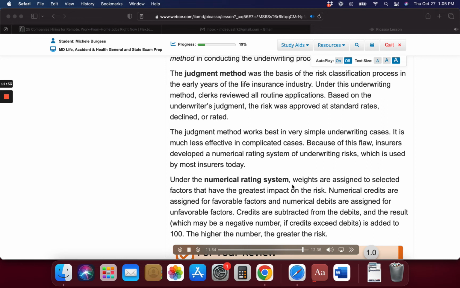Underwriting information comes from numerous sources, including the application, agent's report, medical exams, and attending physician's statement, APS. The MIB helps to reduce adverse selection by identifying applicants who have previously applied for insurance and may shop around for insurance without fully disclosing pre-existing medical conditions. Risks are classified as standard, preferred, substandard or rated, and uninsurable or declined. The numerical rating system is the most common underwriting method used today.